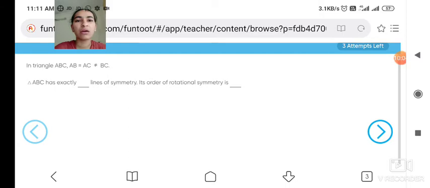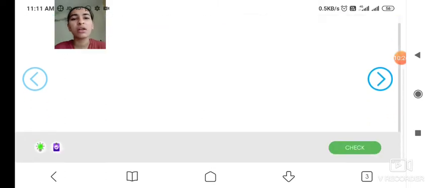Now in triangle ABC, AB is equal to AC, but it is not equal to BC. That means it is a figure of an isosceles triangle. In an isosceles triangle, two sides are equal and the third side is not equal. Okay, so triangle ABC has dash exactly lines of symmetry and its order of symmetry is dash.